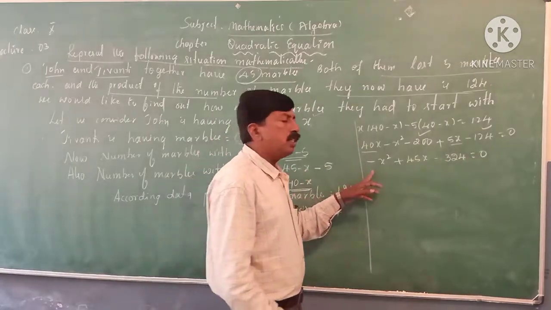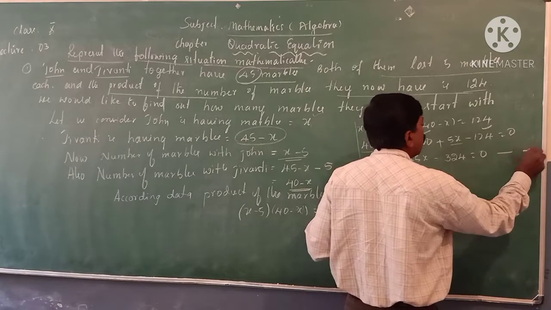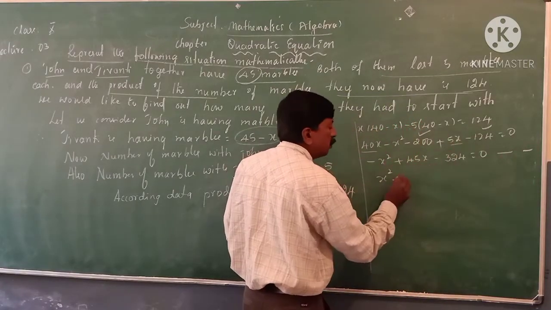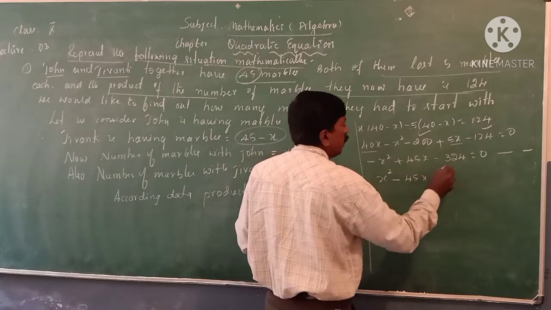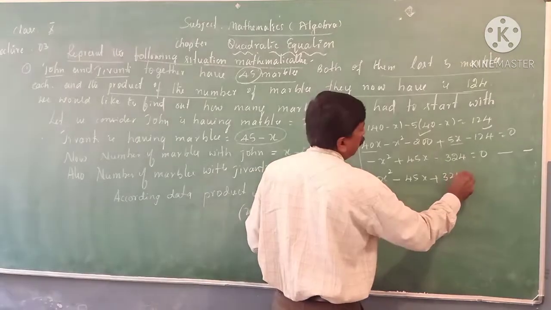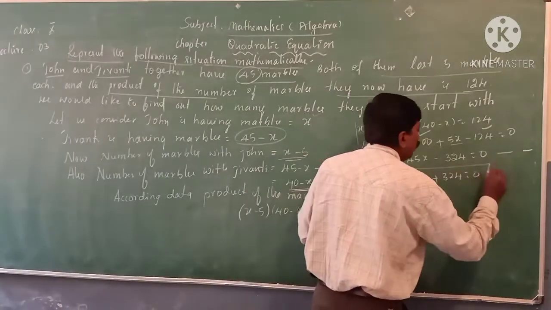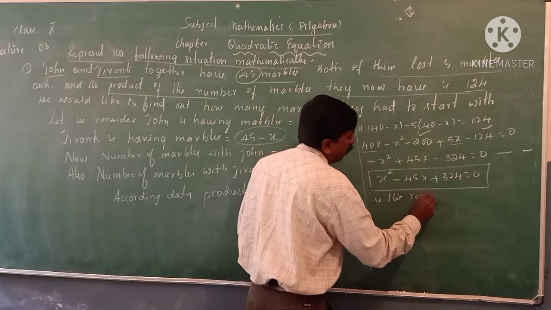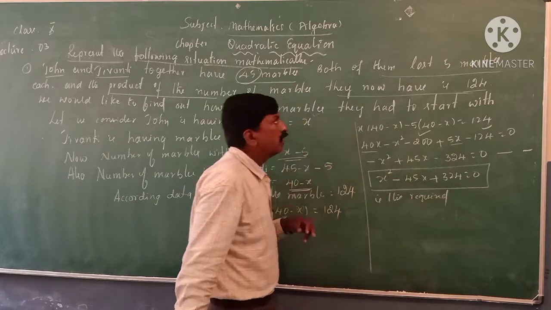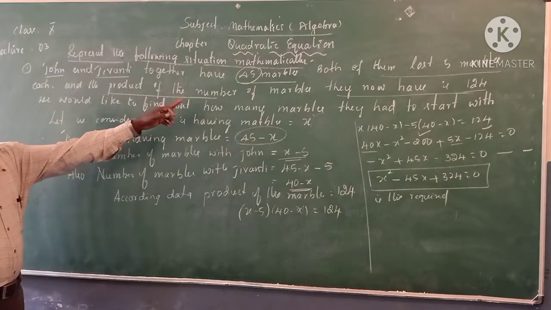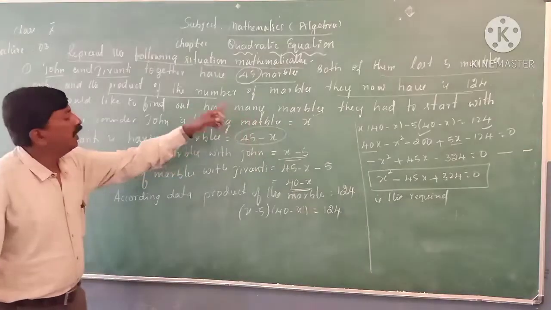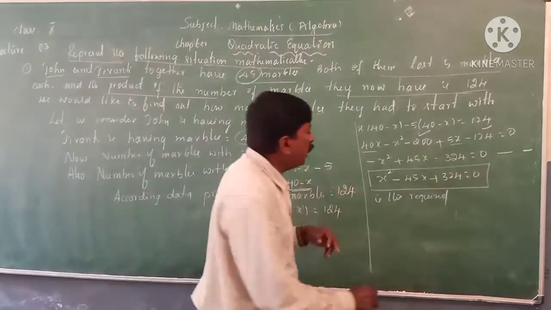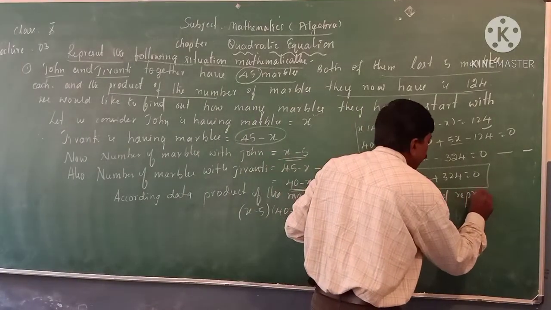Now make this a positive sign. Therefore, divide both sides by minus. Minus into minus is plus x square. Plus into minus is minus 45x. Minus into minus is plus 324 is equal to 0. Is the mathematical statement required? Yes, the mathematical representation is required.